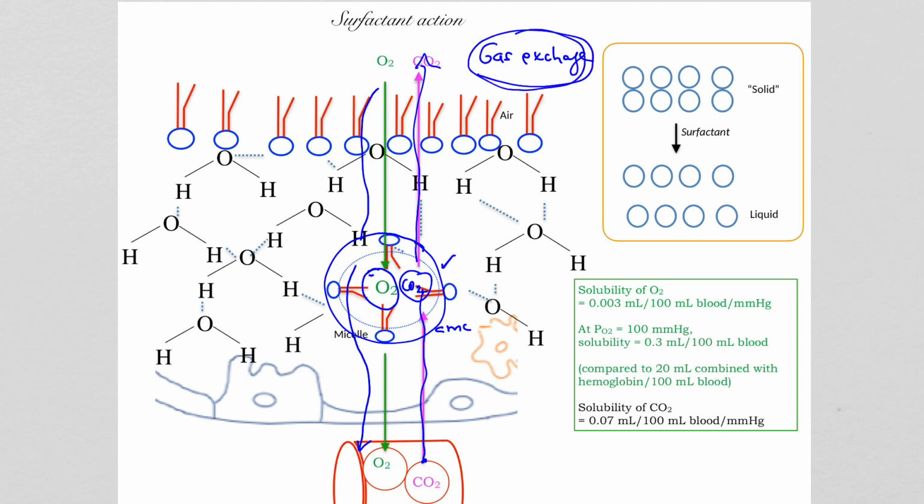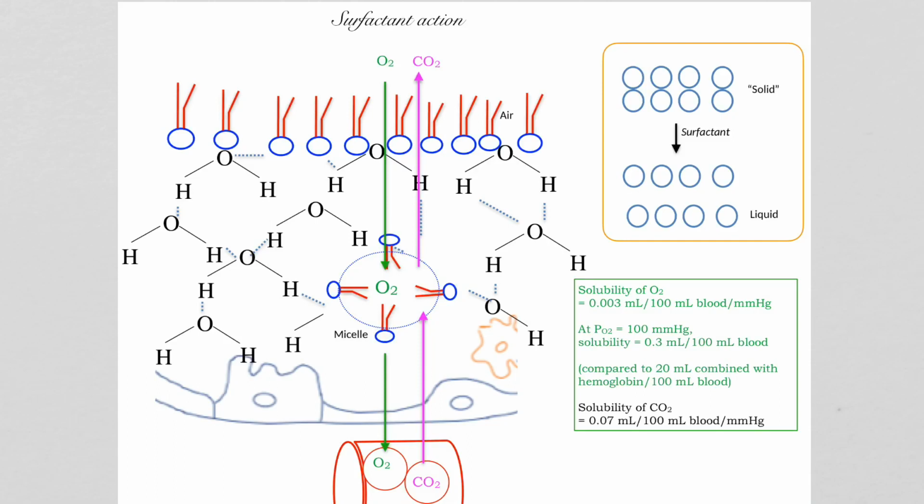Okay, so gas exchange is improved by surfactant. One, because the top layer becomes more like a liquid and diffusion is better in liquids than in solids. Two, because of the potential formation of micelles which can trap oxygen or carbon dioxide and help the diffusion across the alveolar membrane into the bloodstream and vice versa.